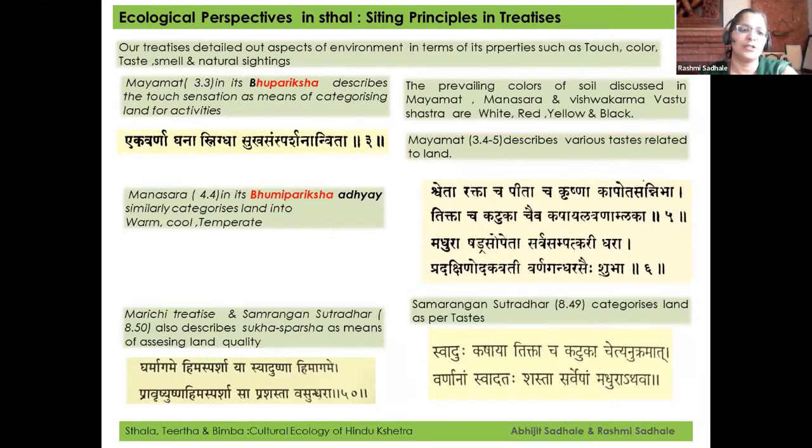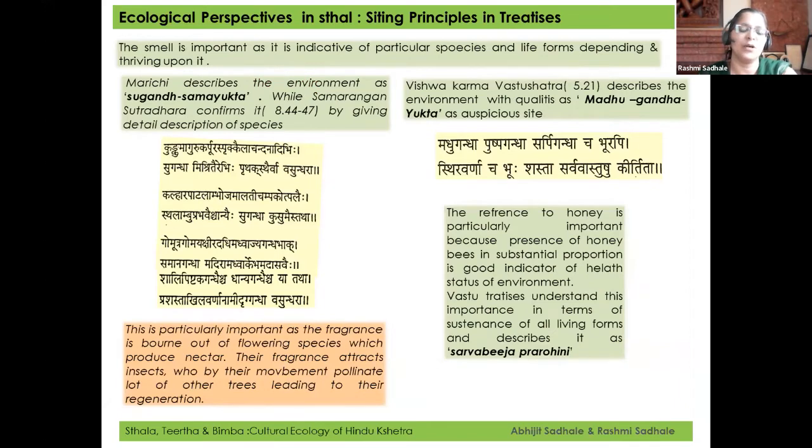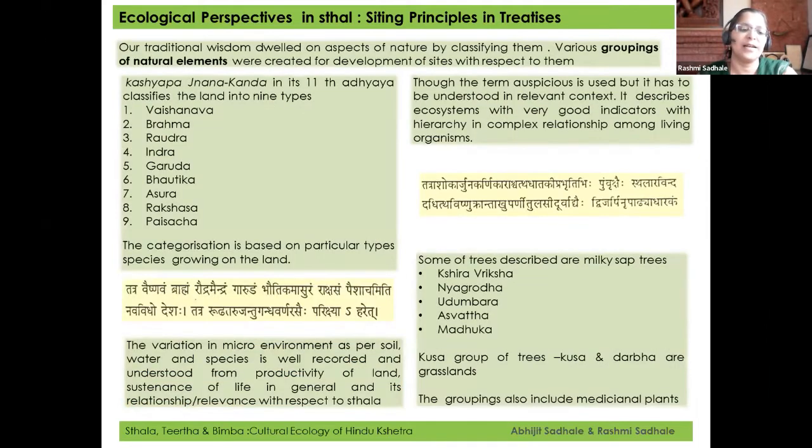The text by Marichi especially tells about the Sugandha Sanyukta that speaks about the blossoms of flowering plants, which is essential for pollination. The reference to Madhugandha Yukta gives a lot of importance to the honeybees. These insects in substantial proportion are indicators of a good, healthy environment. So these treatises understand the Sthala in the environment as sustaining all living forms and describe it as Sarva Bija Prarohini, that is, the potential of the land to regenerate.